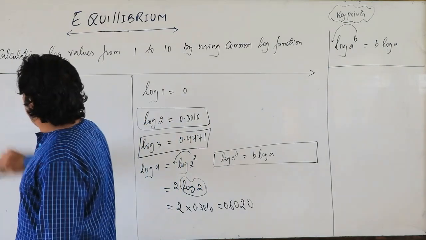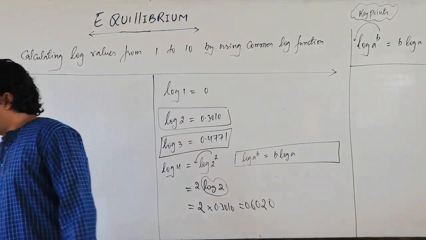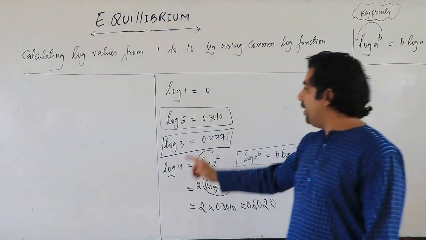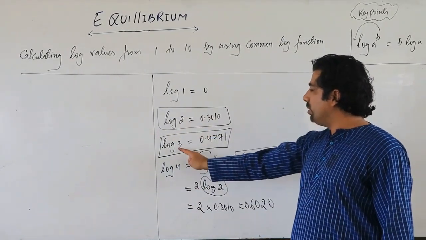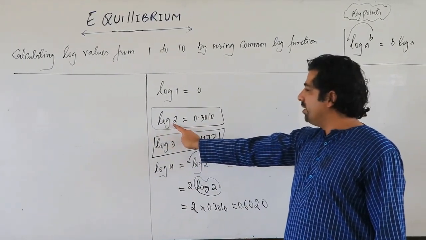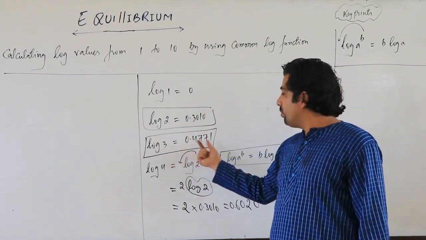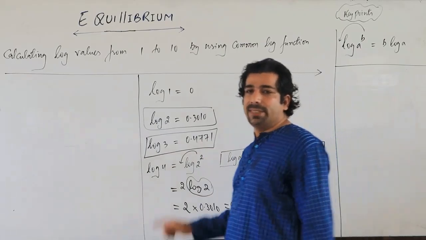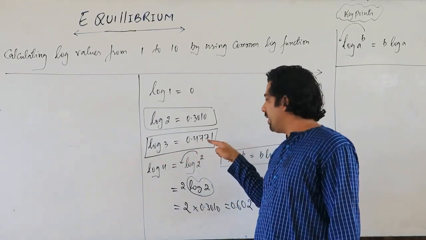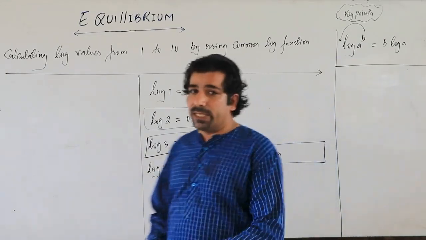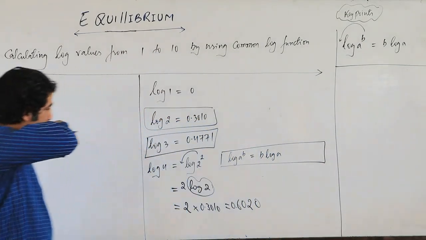Let's go and calculate log 5. You have to remember only the values of log 2 and log 3. Log 2 is easy, 0.3010. But for log 3 you have to remember this extra: 0.4771. That extra is 771, that is 0.4771. Okay, cool.